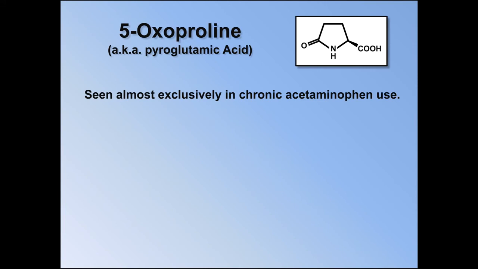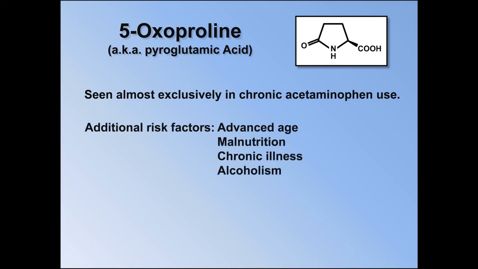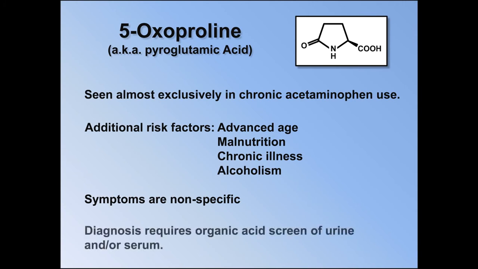Additional risk factors for developing oxoprolinemia include advanced age, malnutrition, chronic illness, and alcoholism, all of which are also associated with low glutathione levels. The symptoms and signs of oxoprolinemia are non-specific and are the consequences of a severe metabolic acidosis. Diagnosis requires an organic acid screen of the urine and serum, which can take weeks to be resulted.